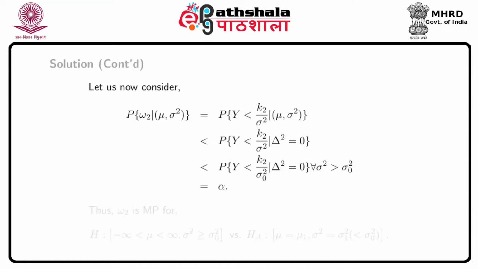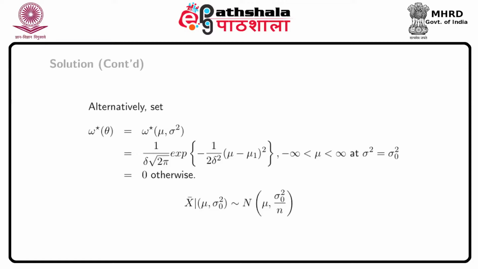Let us now consider the probability of W2 under (mu, sigma square), which is equal to the probability that Y is less than k2 by sigma square under (mu, sigma square), which is less than or equal to the probability that Y is less than k2 by sigma square with delta square equal to 0, and that is equal to the probability that Y is less than k2 by sigma square under delta square equal to 0, for all sigma square greater than sigma naught square, which is equal to alpha. Thus, W2 is the most powerful test for testing H: mu belonging to minus infinity to plus infinity and sigma square greater than sigma naught square against H: mu equal to mu 1 and sigma square equal to sigma 1 square less than sigma naught square.